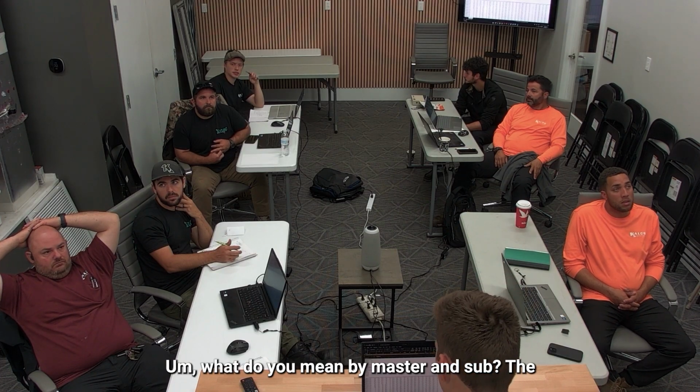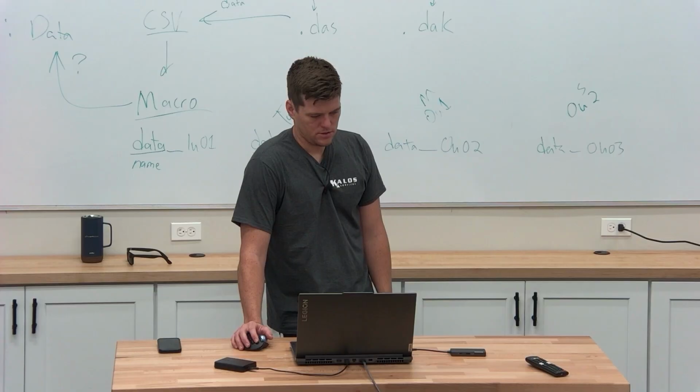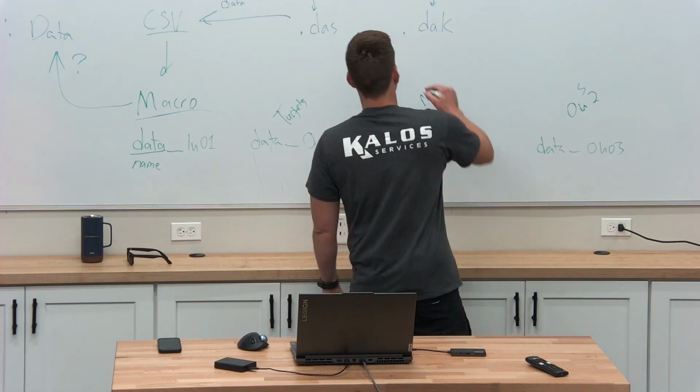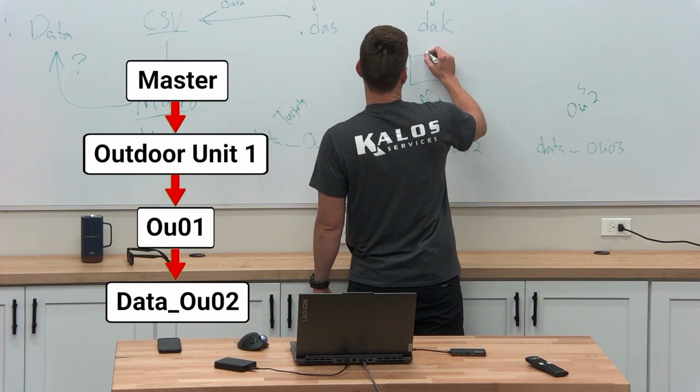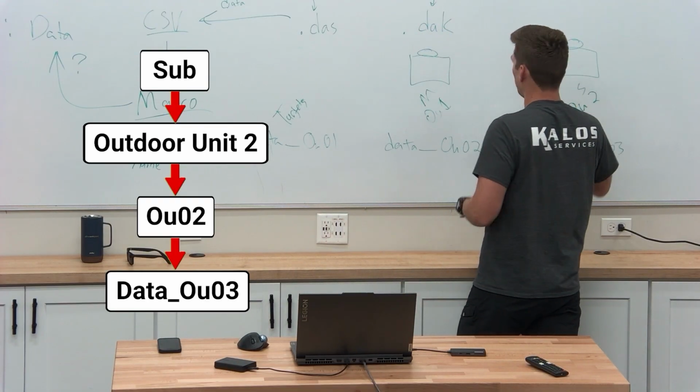What do you mean by master and sub? If target is like what we want the data to be, what are master and sub? So master and sub is the combination of units. So this is your outdoor unit number 1. We call this one the master unit. And then this one right here will be outdoor unit number 2, and this one's called the sub unit.